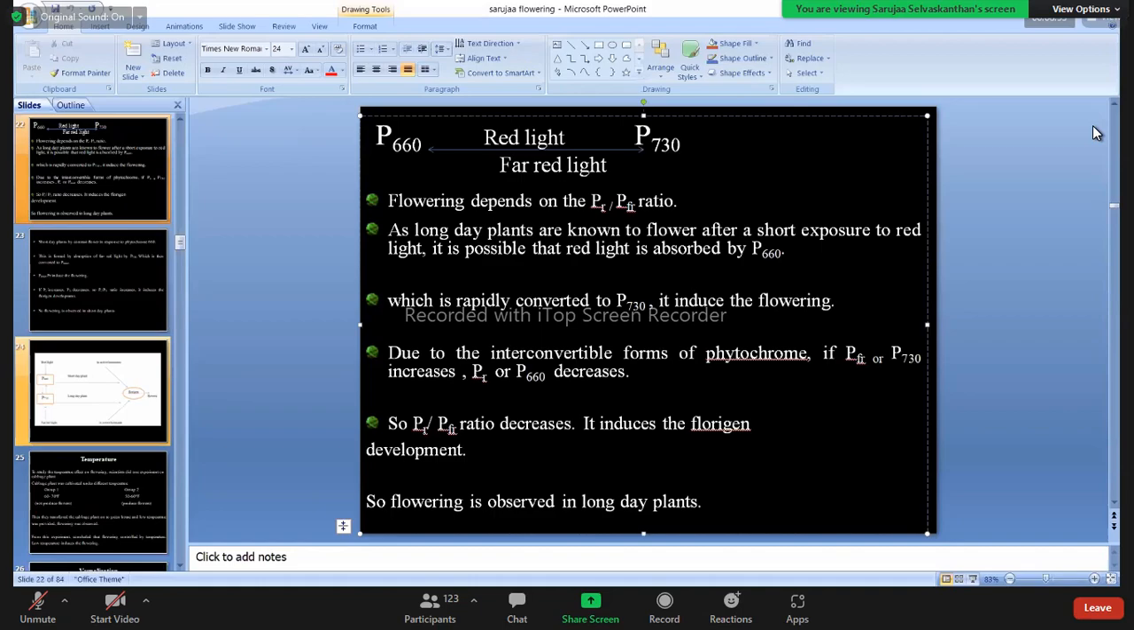The temperature requirement for flowering also varies with the plant species. Then the duration of vernalization: how long we have to give the chilling treatment, right? It may vary from 3 weeks to 3 months, depending on temperature or devernalization.